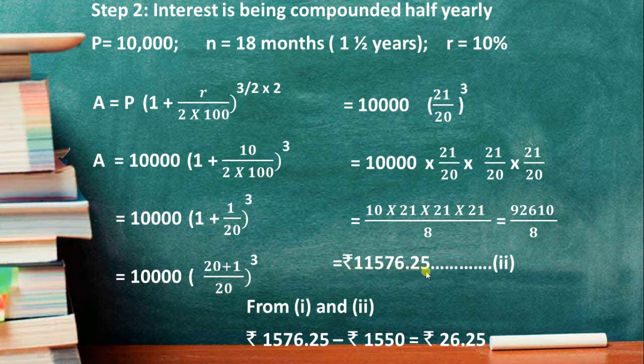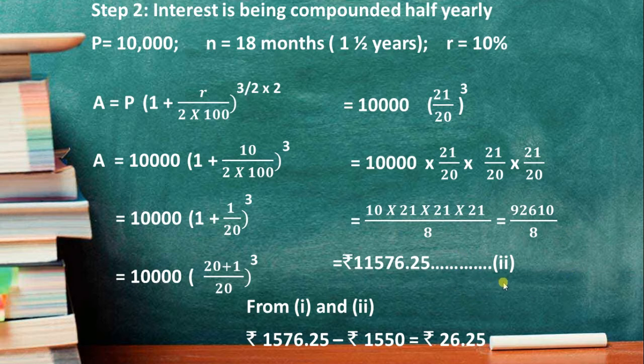This is the amount. Calculate the compound interest as amount minus P, then the compound interest will be equal to 1576.25. That working is not shown over here, children. You just do it in your classwork.